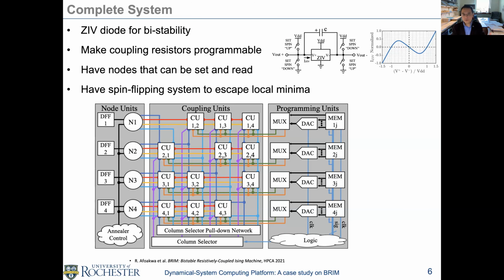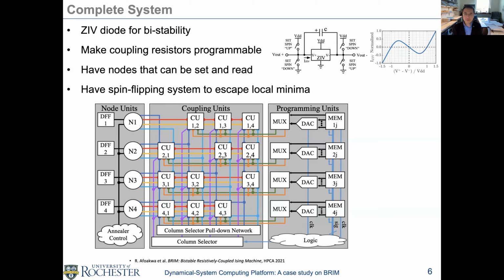So the overall system is a bit more complicated than the setup. You have your nodes, perhaps to read out, you have some DFF for that. You obviously would need annealing control to do spin flipping so that you can escape local minimum. But you have the matrix and array of digital to analog converters so that you can program these couplers, because that's where the coupling values are coming from.